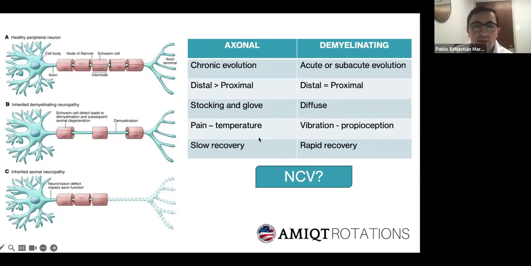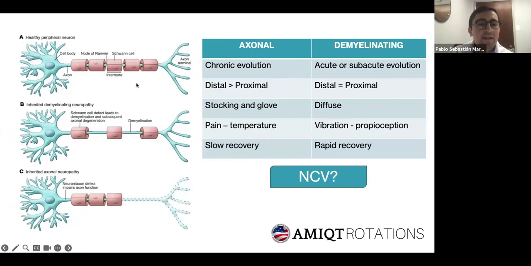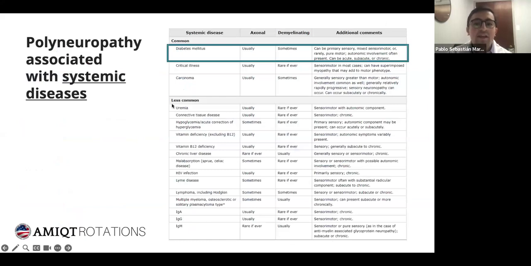From a pathophysiological perspective, there are two primary types of neuropathies, depending on the mechanism of damage. This is a neuron composed of its axon and myelin, Schwann cells, and other parts of the neuron. There are two types. The axonal, for example, in cases of diabetes and chemotherapy, and the demyelinating type, which is common in Guillain-Barré and others like CIDP. Axonal neuropathies predominantly affect the axon and do not affect the myelin. These have significant clinical repercussions, as we can see in this table.